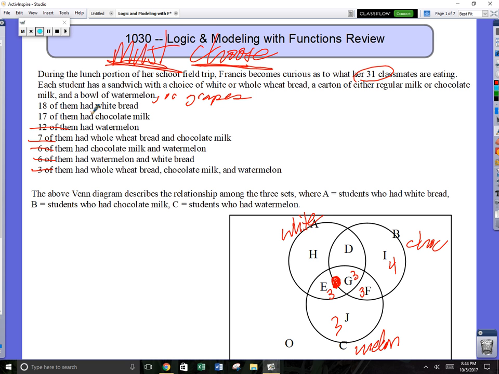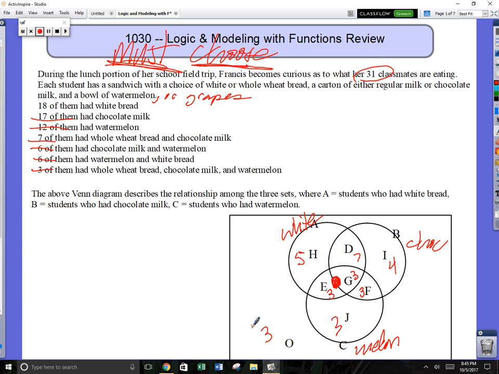17 of them had chocolate milk. Chocolate milk is set B, so it already has 4, 5, 6, 7, 8, 9, 10. So that must mean I've got 7 living in D. Then 18 of them had white bread, so that's circle A, which already has 7, 8, 9, 10, 11, 12, 13. So I've got 5 kids here. Now, if I do 31, take away 5, 3, 3, 7, 3, 4, 3, that means out here in O, there are 3 kids.